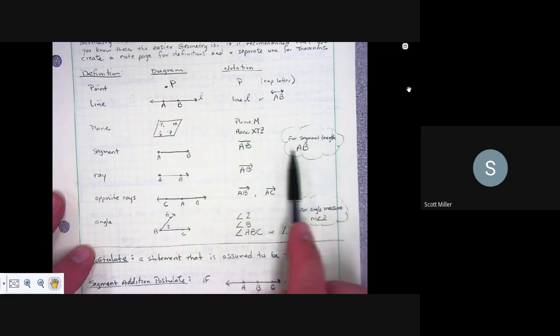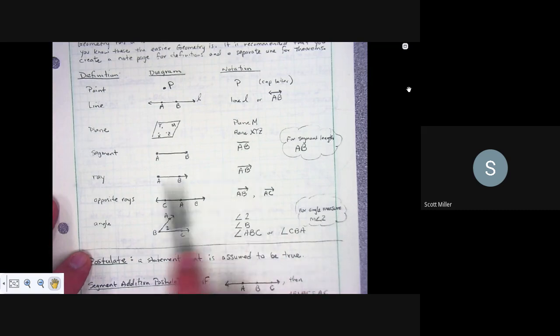What is a segment? A segment is part of a line. It is the part between two endpoints. So the endpoints will be labeled. Notice it's the AB again. A line has arrows. If there are no arrows, then it's called a segment. If I want to talk about the length of this segment, then I don't put any symbol across AB. So just AB means the length of segment AB.